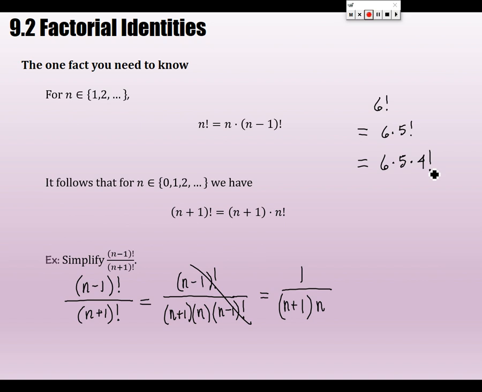Let's try proving something using, again, the only fact today that you're using, which is this idea that we can keep expanding a factorial. And the rest of the task is algebra. See how good you are at algebra.